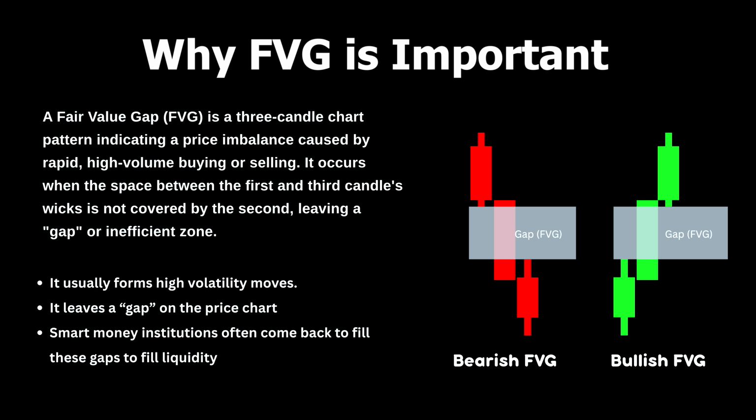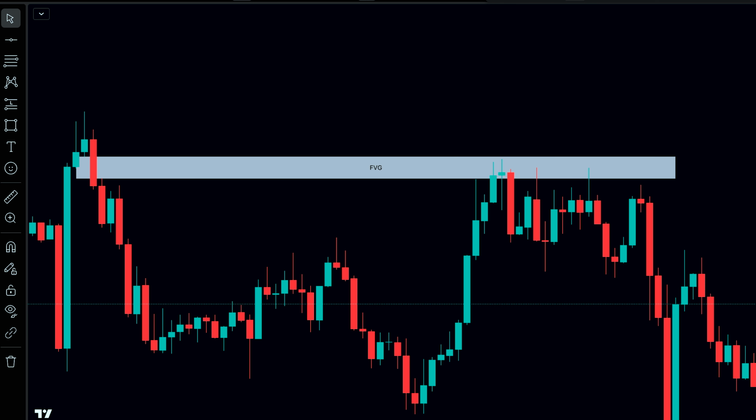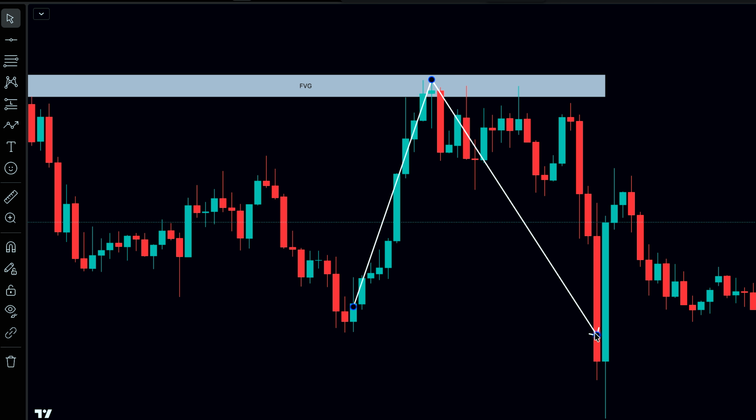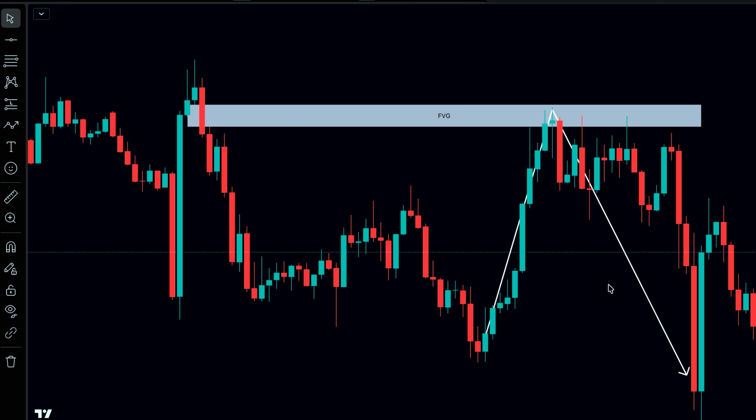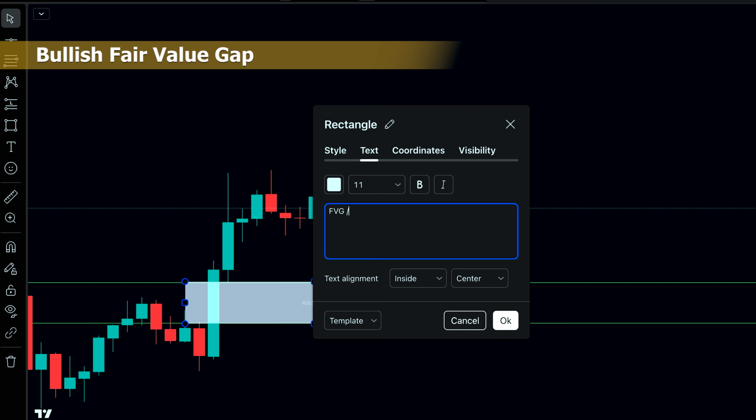Now you might be thinking, why is this gap important? The reason is simple. Such strong, large candles are not created by retail traders. They are created by big institutions placing large buy or sell orders. Since these institutions trade in huge volumes, it's very common that not all of their orders get filled at once. Because of this, price often comes back to this gap area later to fill the remaining orders. And when price returns to this level, there is a high probability that it will react and move in the original direction again. Now let's understand bullish FVG.